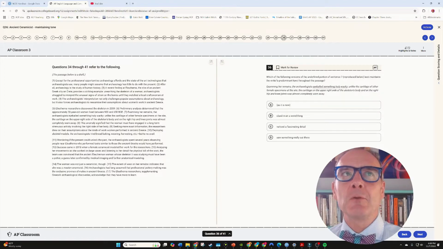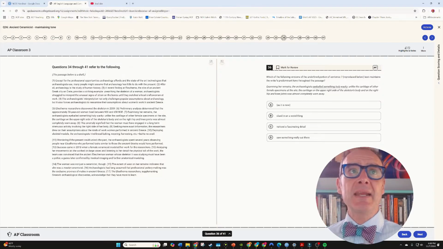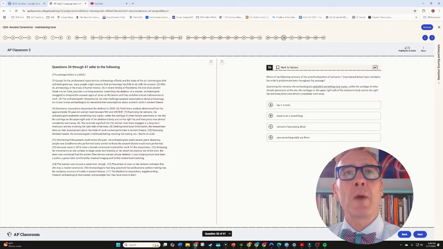35. Which of the following versions of the underlined portions of sentence 7 reproduced below best maintains the writer's predominant tone? All right, so this says, examining her remains, the archaeologists eyeballed something truly wacky. Unlike the cartilage of other female specimens at the site, cartilage on the upper right side of the skeleton's body and on the right hip and knee joints was almost completely worn away. So it's looking now for a substitute for this part that is underlined, where it says eyeballed something truly wacky, which now that I see it underlined, it really does kind of stand out as not being tonally consistent with the rest of the passage. So let's look at our options.